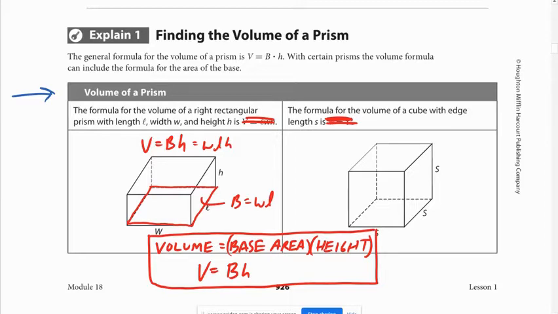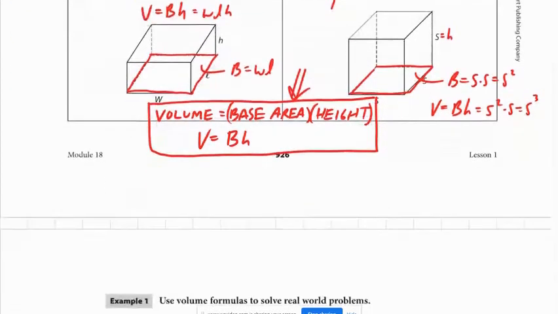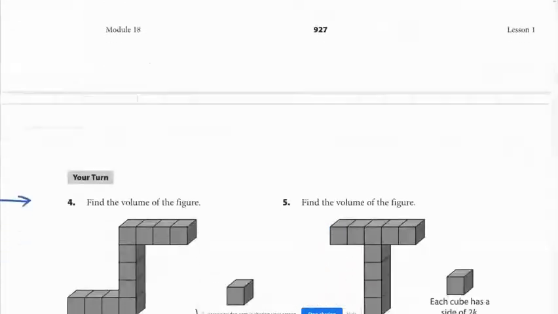And so we don't need this special formula they gave us for a square prism or a cube. We can still just do volume equals base area times height. And so the base area here would be S times S, or S squared, and then the height is also S. So we'd get volume equals base area times height. That's going to be S squared times S, which is S cubed. Okay, so it all comes from this formula: volume equals base area times height.